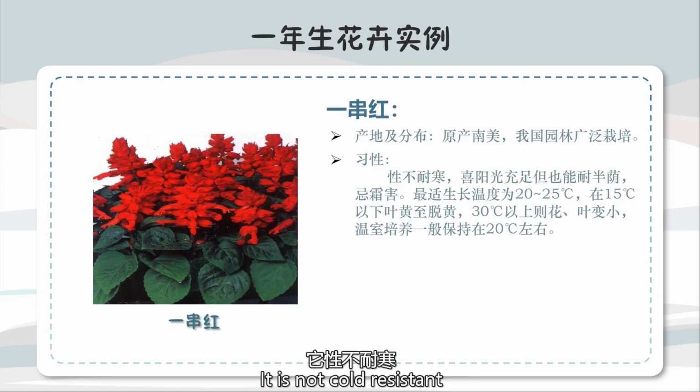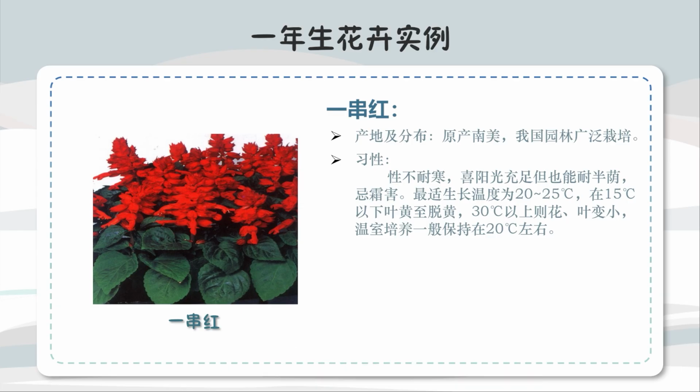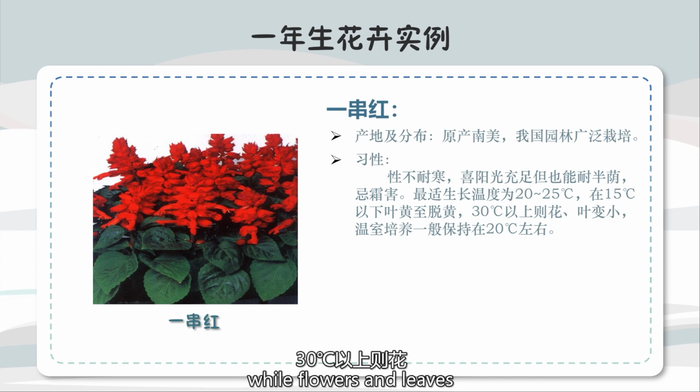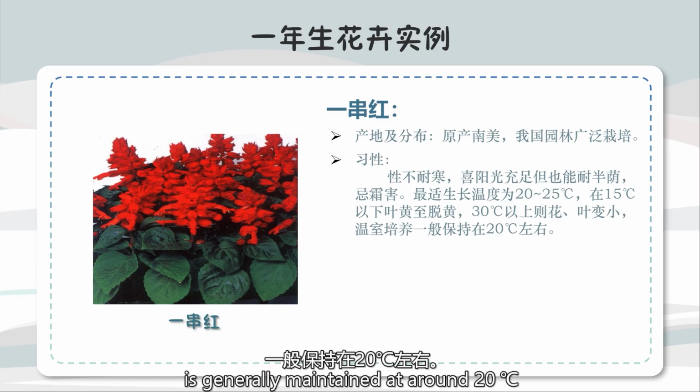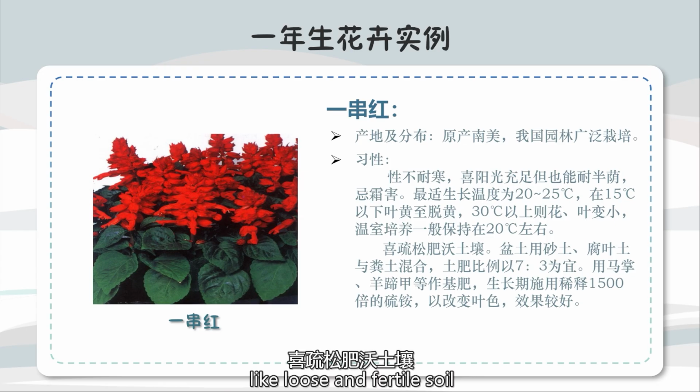It is not cold resistant, prefers sufficient sunlight, but can also tolerate half shade and avoids frost damage. The optimal growth temperature is 20 to 25 degrees Celsius. The leaves yellow, with chlorosis, below 15 degrees Celsius, while flowers and leaves become smaller above 30 degrees Celsius. Greenhouse cultivation is generally maintained at around 20 degrees Celsius, and it likes loose and fertile soil.